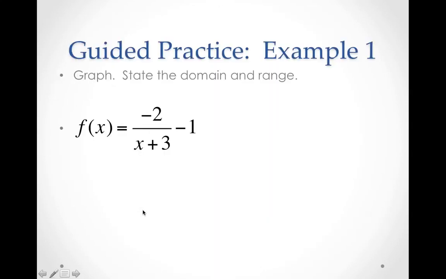Alright, so why don't you take a moment to try a problem on your own. Pause the video while you work this out on your graph. Make sure you remember to state the domain and range, and then when you're ready to check, begin the video again.